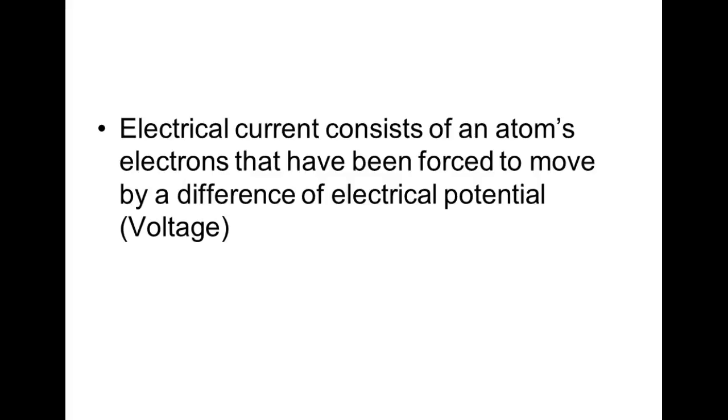So what we're doing is we're taking atoms and we're applying a force, and then we're causing these electrons to move. And that's what current is. It's the movement of electrons. But before we have motion, we've got to have force. Everybody okay? Makes sense?